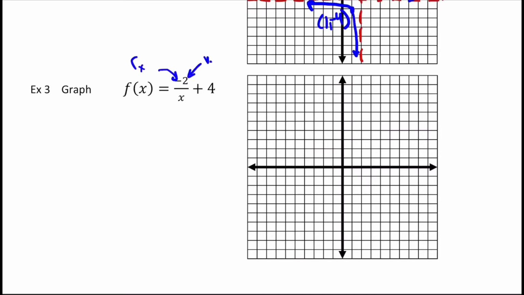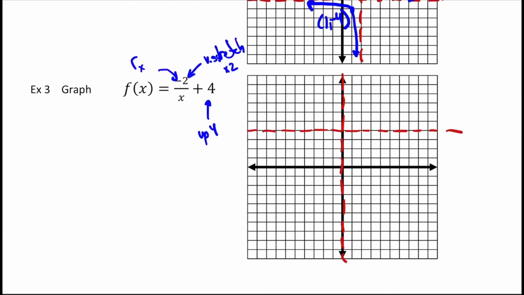This is a vertical stretch times 2. So it's going to pull it upwards or downwards by a factor of 2. And then this right here is up 4. Okay, so my asymptotes have shifted up 4. And there's no horizontal shift, so this is still a vertical asymptote.